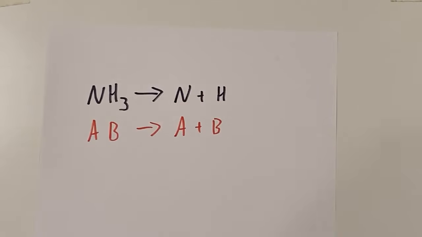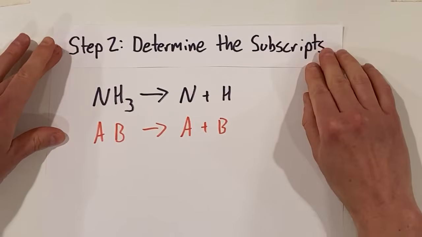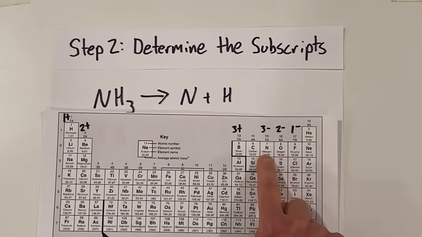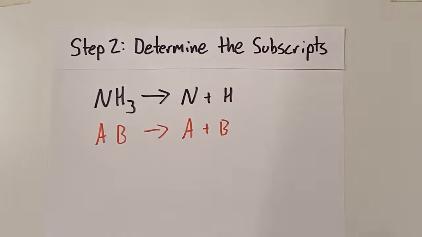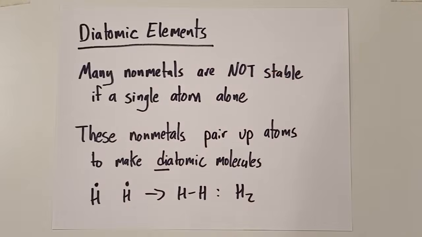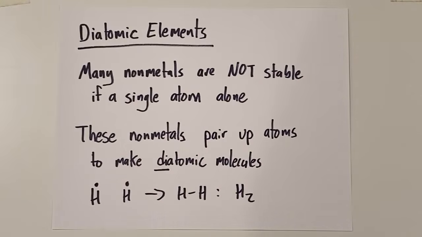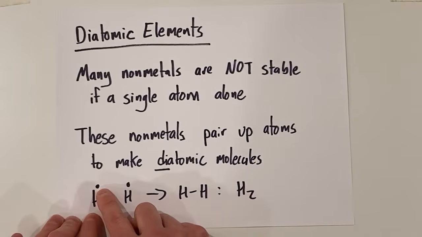And in step 2, we're determining the subscripts for our products. Now, N and H, you'll notice, are both nonmetals. N's here, H is over here. They're both nonmetals. And if we have nonmetals, there's an important thing we need to think about for our subscripts, and that's whether they are diatomic elements. Diatomic elements are common among nonmetals. Many nonmetals are just not stable with a single atom on their own. Let's take a look at hydrogen as an example. It has 1 valence electron.